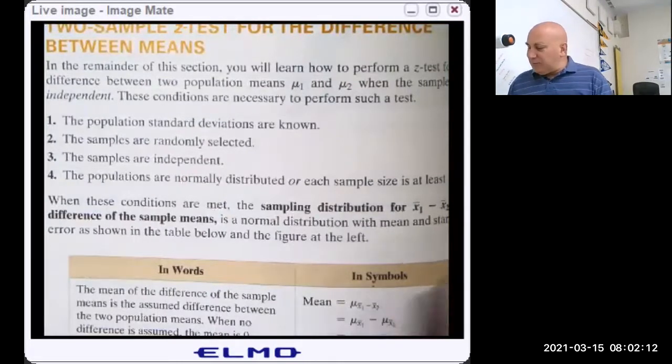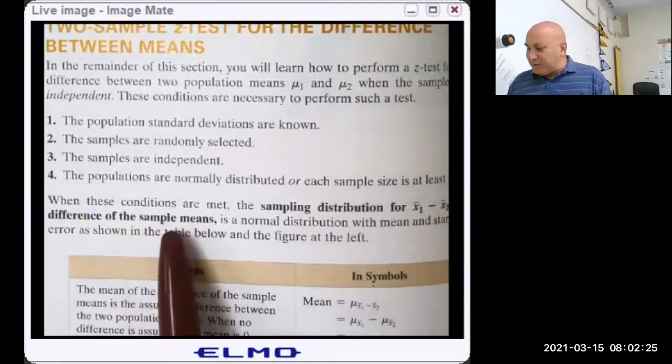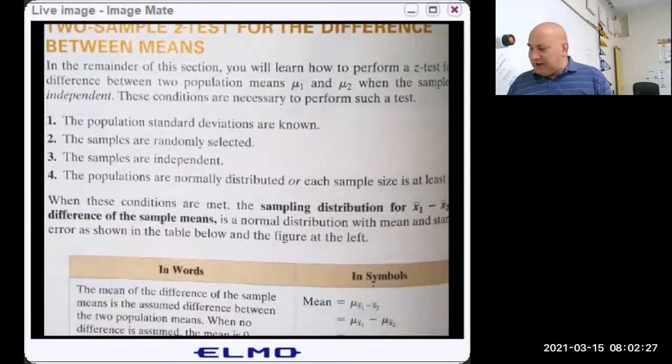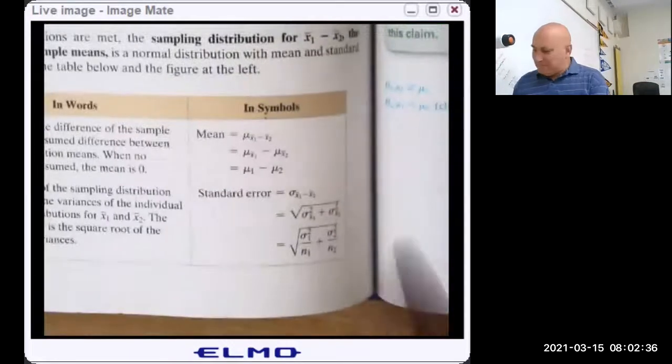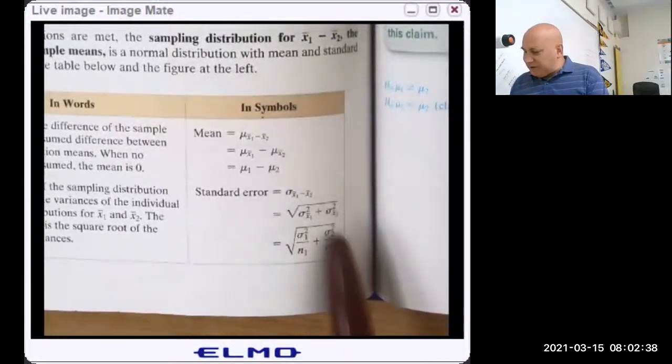When those conditions are met, we'll have a sampling distribution for if you take x1 bar minus x2 bar for each sample and do those differences, you would get a sampling distribution of the difference of the sample means, and it's going to be approximately normal with a mean of mu1 minus mu2 and a standard error of this. We'll talk about where this comes from.